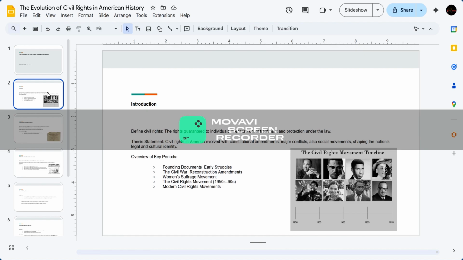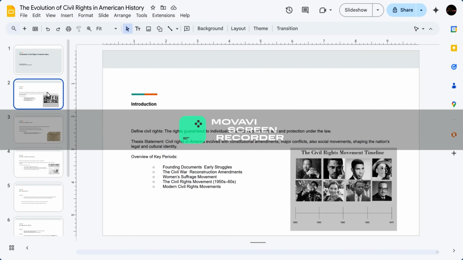This is my introduction. Civil rights are the fundamental rights that guarantee equal treatment under the law. This presentation is going to explain the rights that have evolved over time and are significant in history, like events, amendments, and social movements that we'll eventually come to see, and documents like the Declaration of Independence, and maybe touching on some modern movements too. So this is my introduction slide.